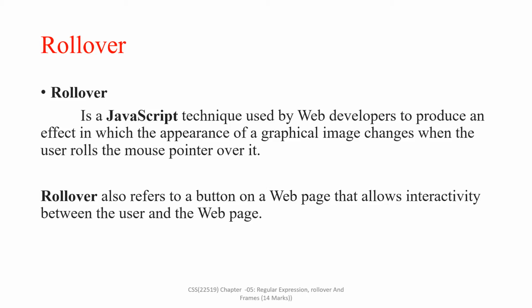Rollover is a JavaScript technique used by web developers to produce an effect in which the appearance of a graphical image changes when the user rolls the mouse pointer over it. Rollover also refers to a button on a web page that allows interactivity between the user and the web page. So rollover means the appearance of the graphical image changes. There are different events, that is mouse events and keyboard events, and these events are used in rollover.